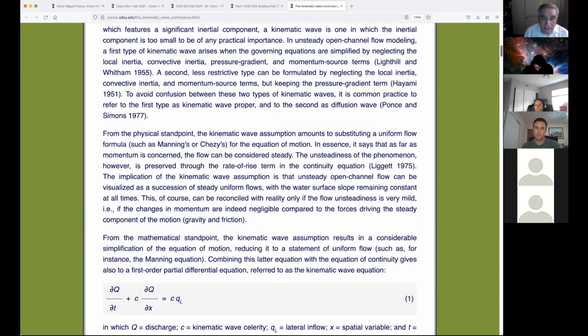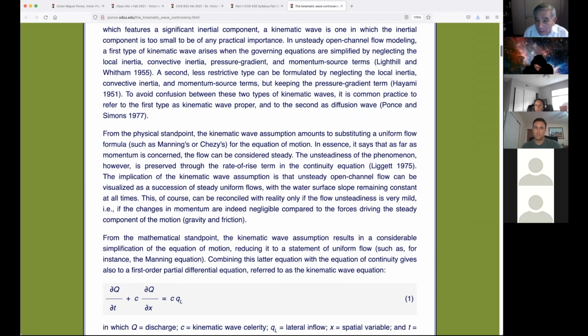Now, the kinematic wave assumption assumes substituting a uniform flow formula for the equation of motion. In other words, you're going to say about the equation of motion, well, I don't want to consider all the terms. I'll just say that the equation of motion is uniform flow. So in other words, you're saying that there are no unbalanced forces in the momentum balance, just two forces, gravity and friction.